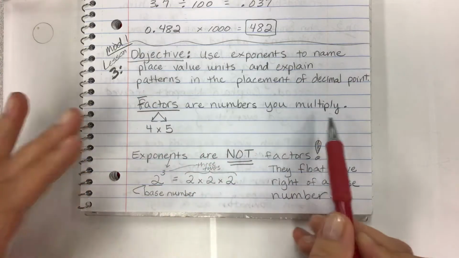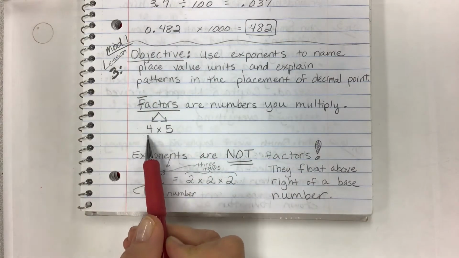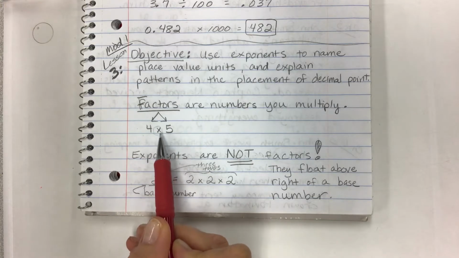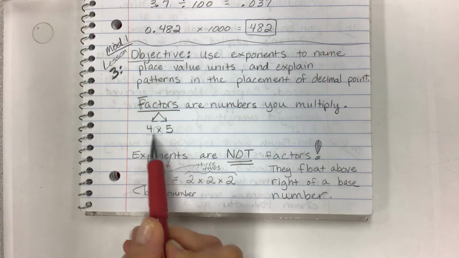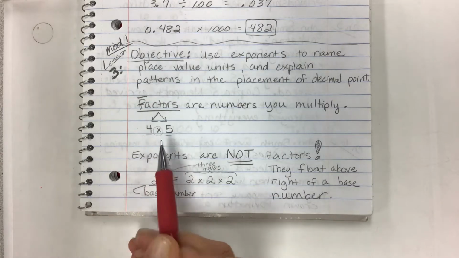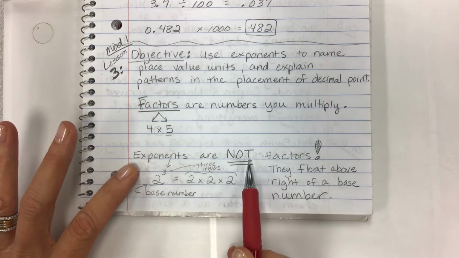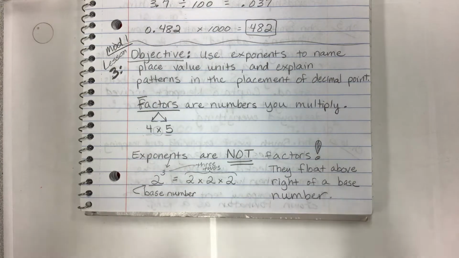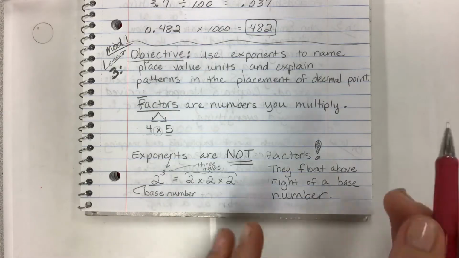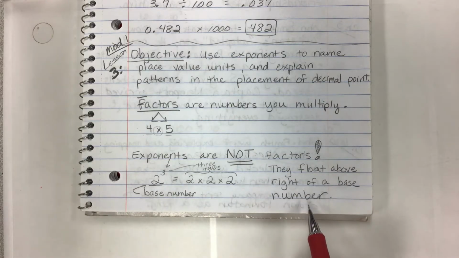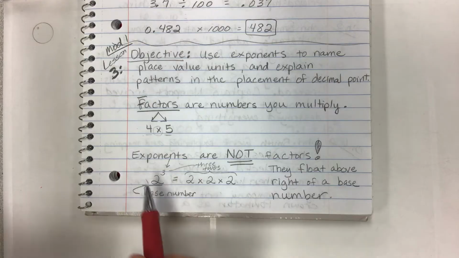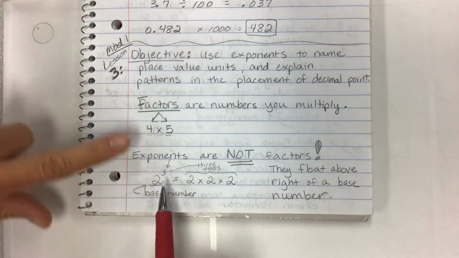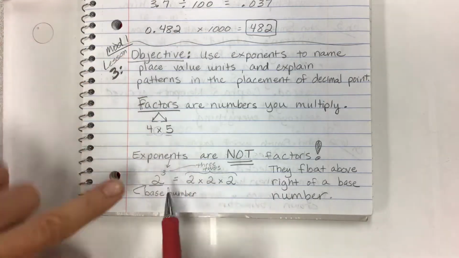Factors are numbers you multiply. 4 is a factor here because I'm multiplying it by 5. This operation sign means this has now become a factor and this is a factor. Exponents are not factors. It's a little number that's going to float above to the right up in the corner of the base number. So if I have 4 times 5, these are just my base numbers, okay? Now, these are just factors.